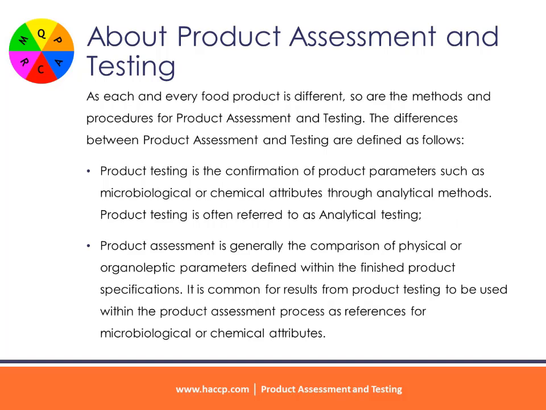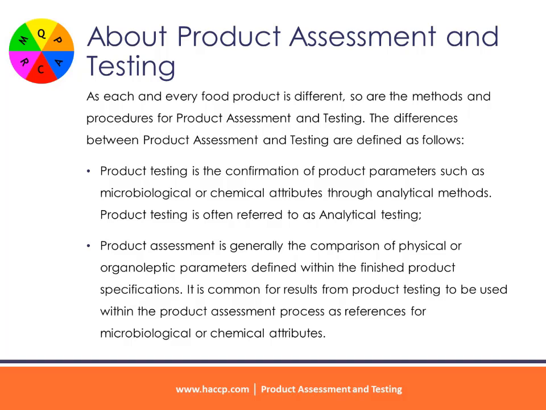As each and every food product is different, so are the methods and procedures for product assessment and testing. The differences between product assessment and testing are defined as follows. Product testing is the confirmation of product parameters such as microbiological or chemical attributes through analytical methods. Product testing is often referred to as analytical testing. Product assessment is generally the comparison of physical or organoleptic parameters defined within the finished product specifications.